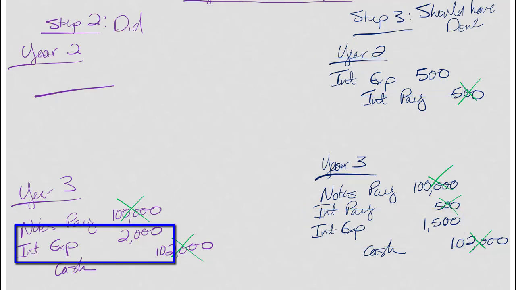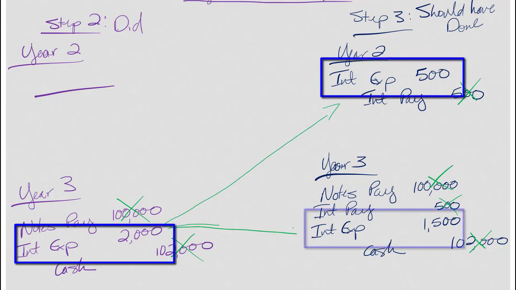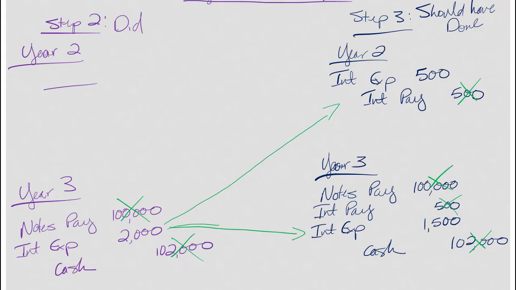I showed $2,000 this year. I should have showed $500 last year and only $1,500 this year. So those are the accounts that need to be fixed. And that crossing out accounts that are right and deciding what needs to be changed, that's step number 4. Step number 5 is deciding, what am I going to do to fix these accounts?